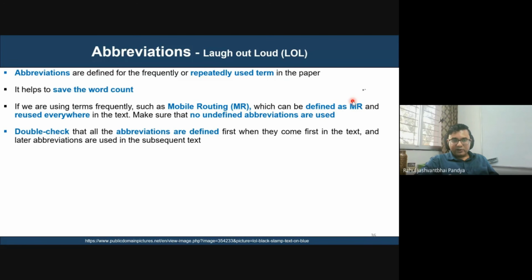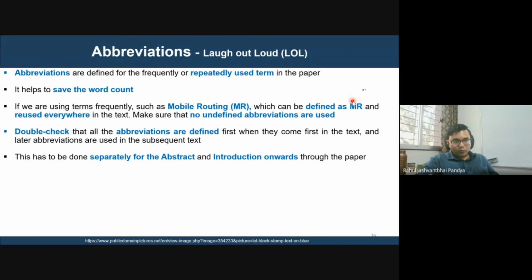But we have to double check sometimes. We use the abbreviated term, but we do not define it. That should be cross-checked. There shouldn't be a single term undefined in the paper. It should be checked at the end when we upload the paper, a few days before, and the final proofreading should clear this up. Generally, when an abbreviated term comes first in the abstract, it should be defined first, and then it can be reused subsequently in the abstract.